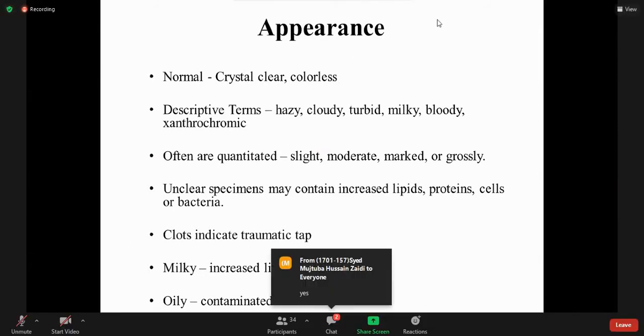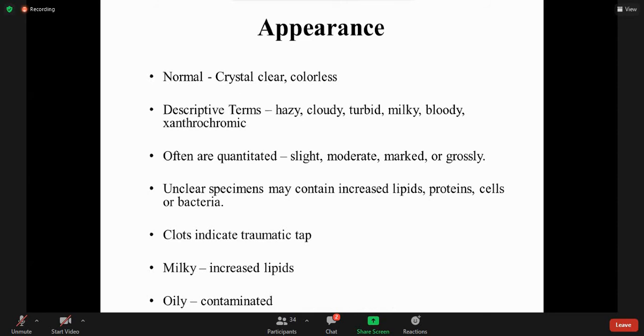So, what is the appearance? Normally, it's crystal clear, colorless water. Of course, these descriptive terms come when there is some abnormality within the CSF. It can become hazy, cloudy, turbid, milky, or bloody, according to the abnormal substances mixed in it. Often it is quantitated as slight, moderate, marked, or gross. We quantitate these terms, like slightly hazy, moderately hazy, or slightly milky, moderately and grossly milky.